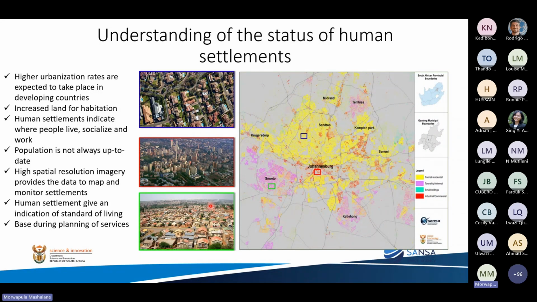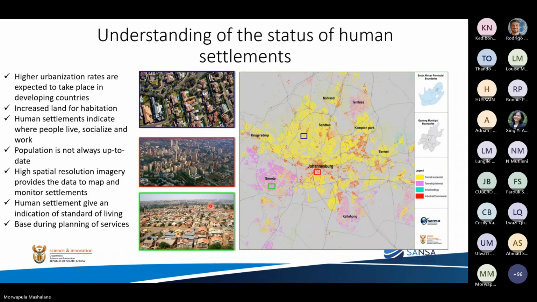My colleague spoke about different types of resolutions, one being the spatial resolution. The high resolution imagery enables us to see the smallest unit, be it a house, or maybe a 2 meter or 3 meter by 3 meter single hut, room or housing structure. It allows us to see that, and therefore we map that into the database.